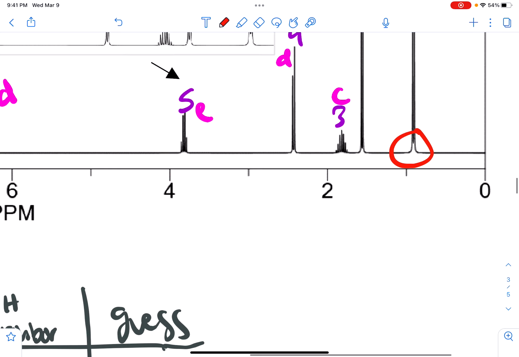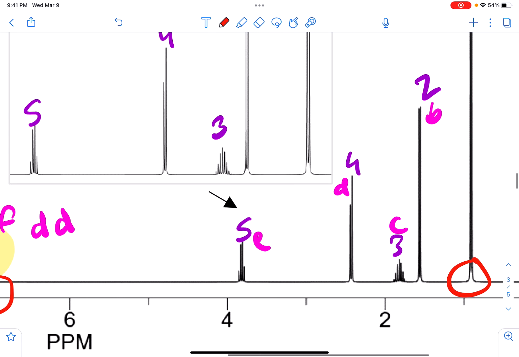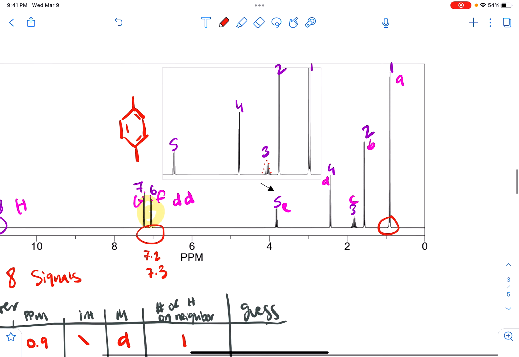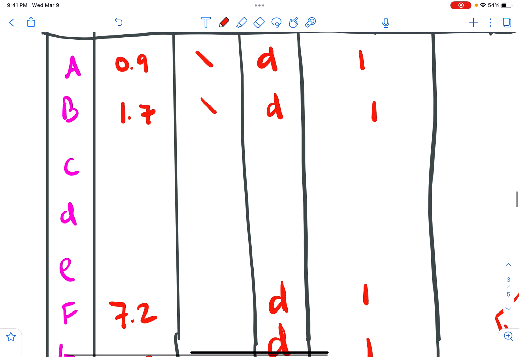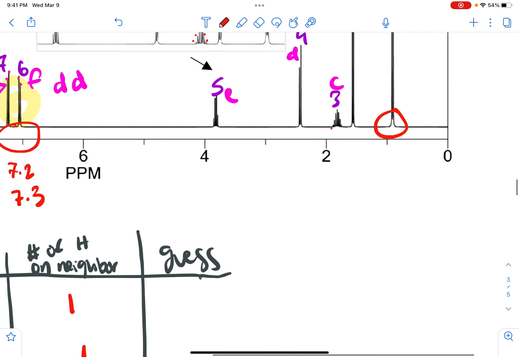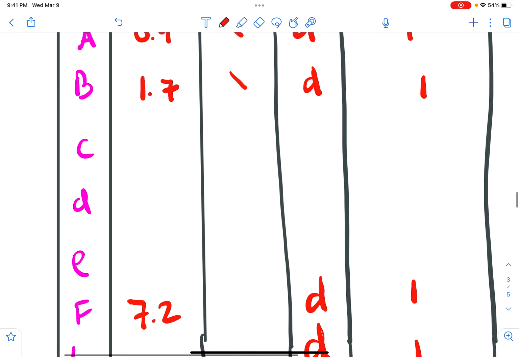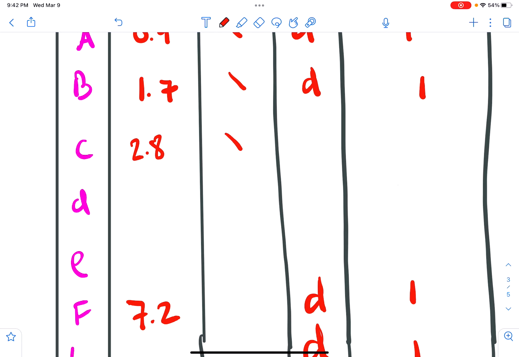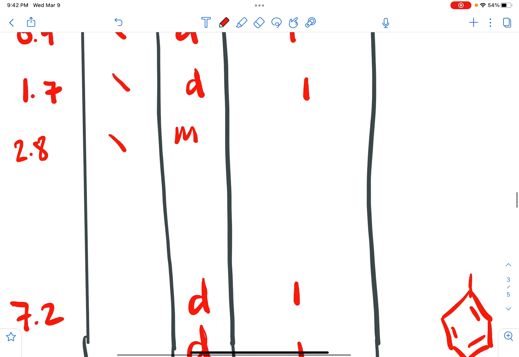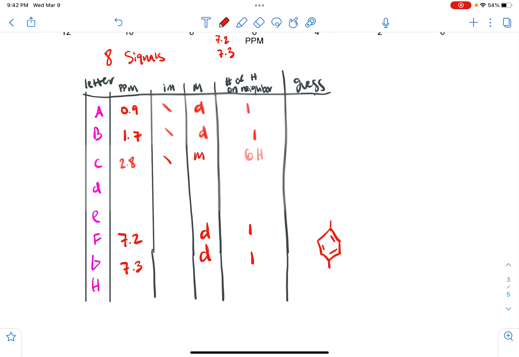Number 3 down here is really important, so we're going to have to go over here to count those peaks. So 1, 2, 3, 4, 5, 6, 7. So that's going to be a heptet, and that's just before 2. So I'm going to say 2.8 ppm, no integration, and I said a heptet, so it's a multiplet, but I'm going to say heptet, so that's going to be 6H involved.